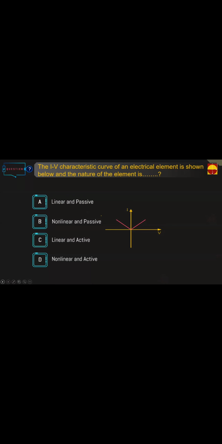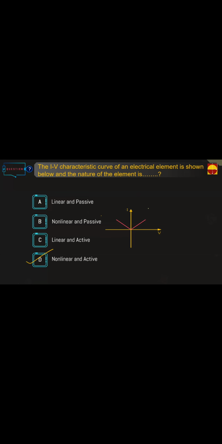Can anybody answer this question? The IV characteristics curve of an electrical element is shown below. The nature of the element is what? I am expecting an answer from you. Come on, answer this. The IV characteristic curve of an electrical element: option D, non-linear active. Very good. That is correct.